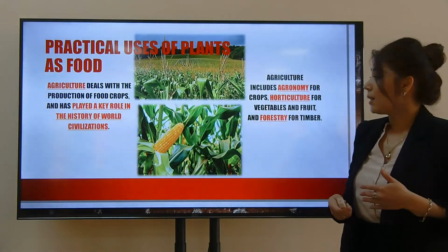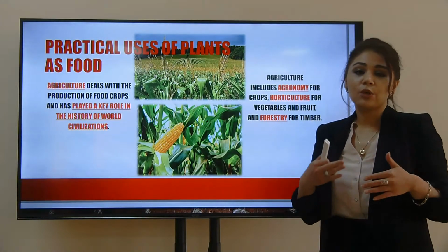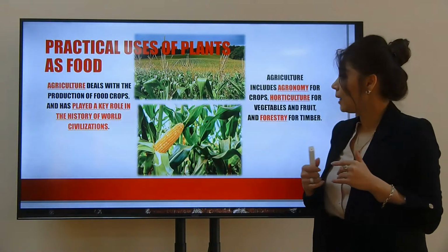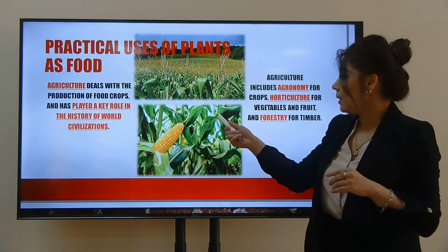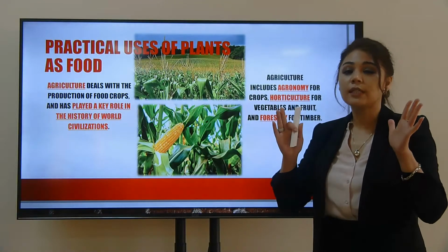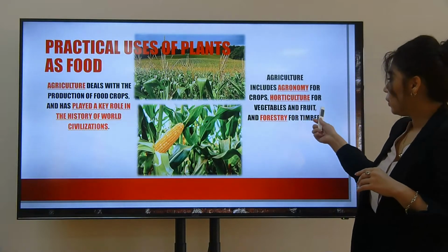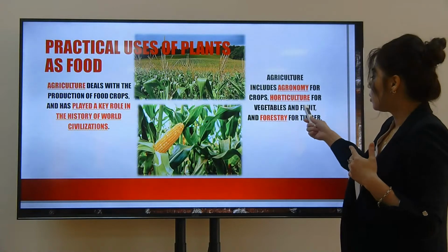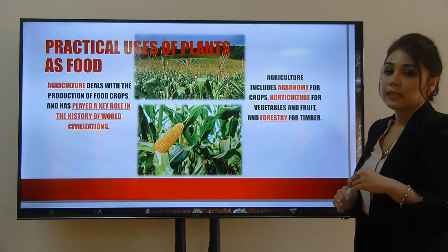Practical uses of plants as food. As we know, plants are grown for human consumption, and agriculture deals with the production of food crops and has played a vital role in the history of world civilizations. Dear students, agriculture includes agronomy for growing and cultivating crops, horticulture for vegetables and fruit, and forestry for timber.